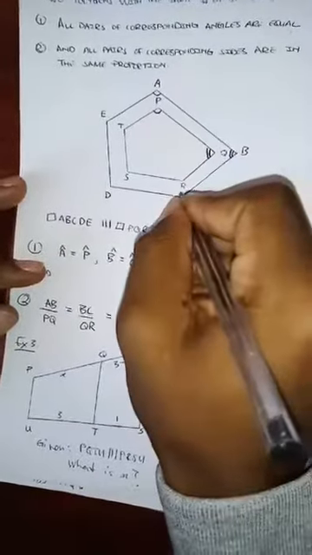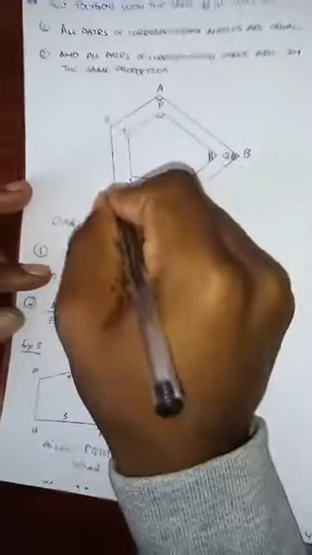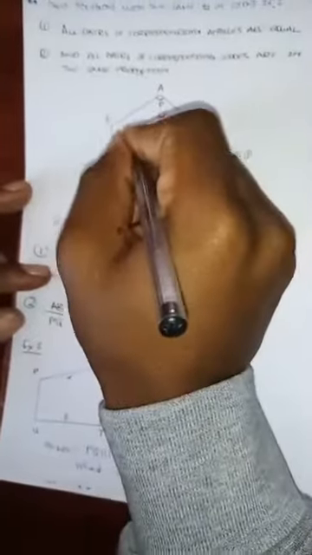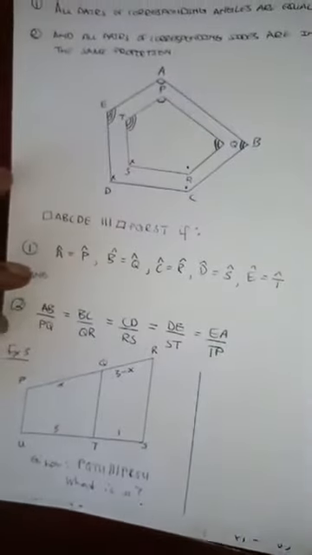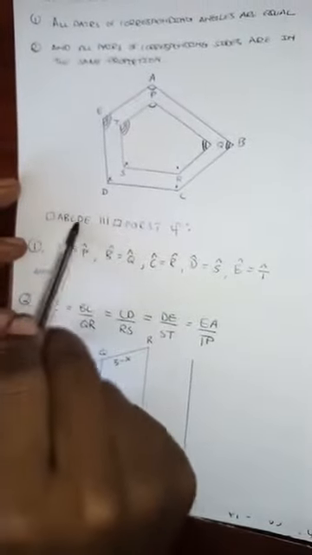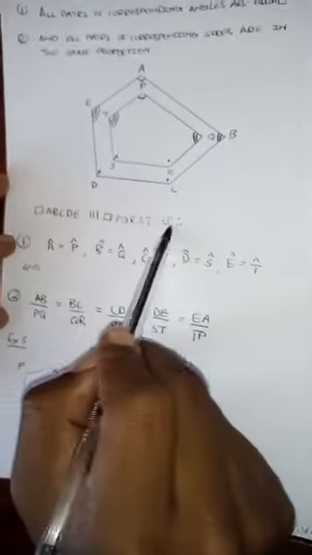And angle C is equal to angle R, angle D is equal to angle S, angle T is equal to angle E. So that's what we mean by that. Polygon ABCDE is similar to polygon PQRST if those angles are equal.